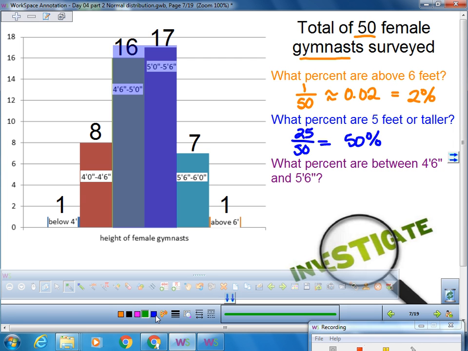How'd you figure that out? How much? 33 out of 50? Is how much? About 66%? Okay, so this matches almost our normal curve, right?